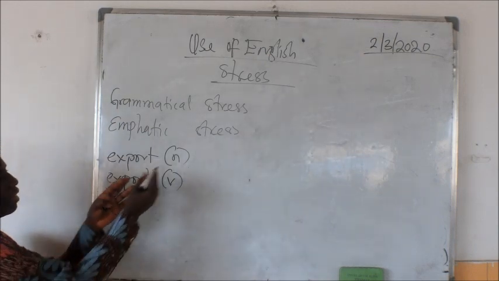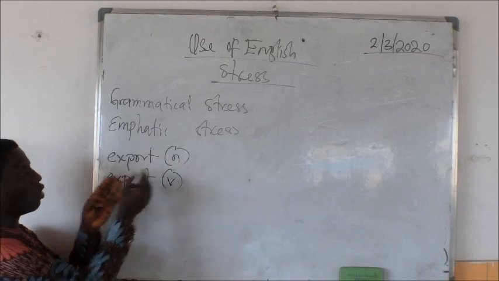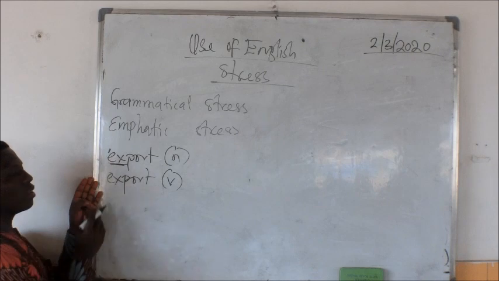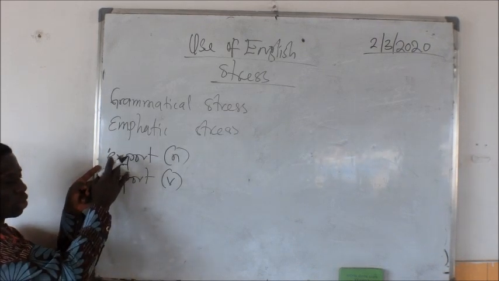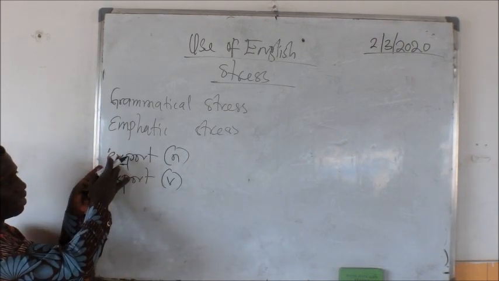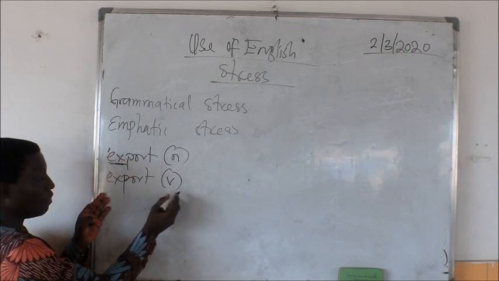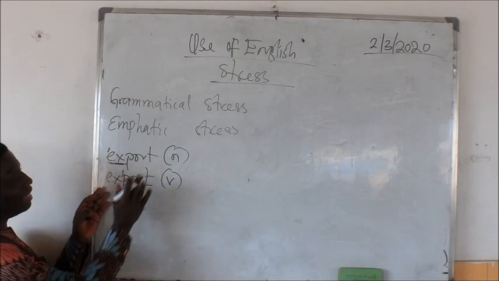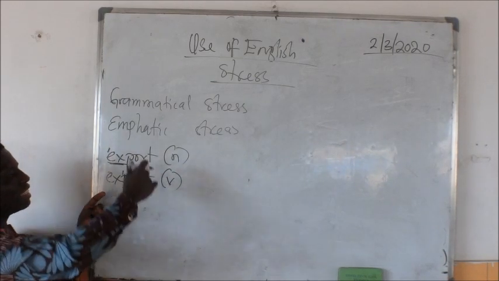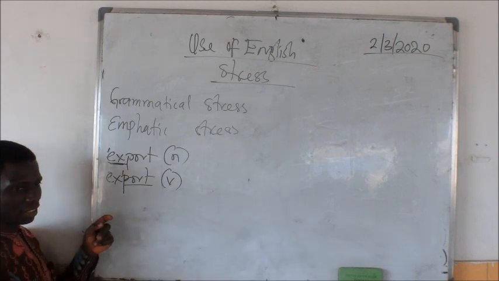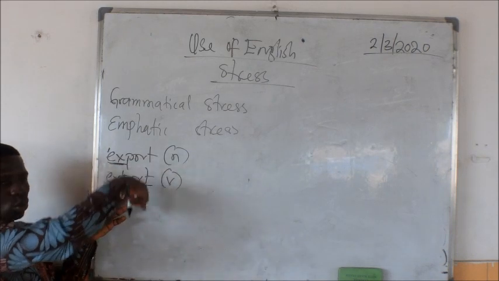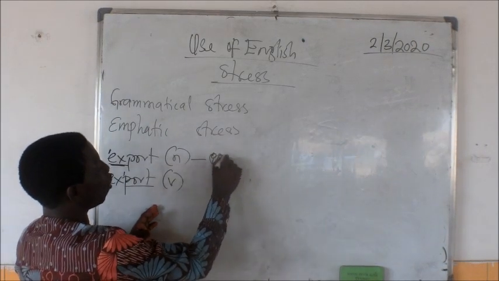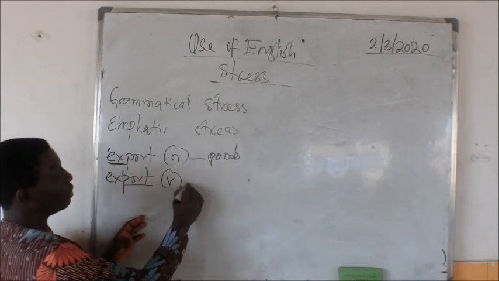So it means that export as a noun, the position of the stress is here, on the first syllable. Then export as a verb, we have the stress position on the second syllable. So by this, it gives us a semantic meaning or the definition of these two words. One, this means consignment or goods. Then this means activity.